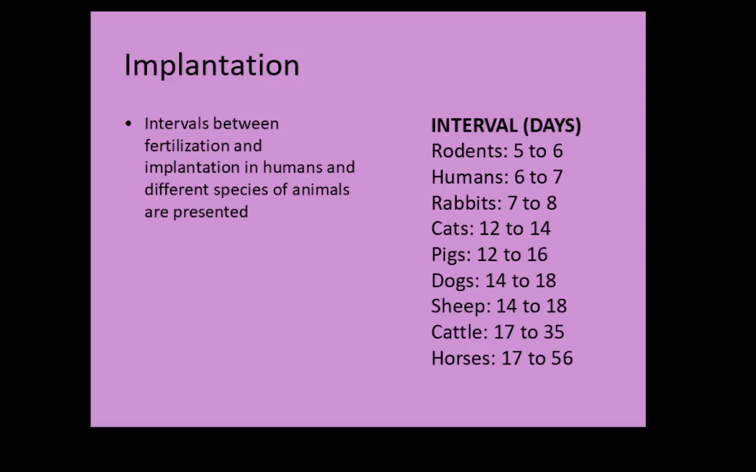The intervals between fertilization and implantation in humans and different species of animals are different. For rodents, it's 5 to 6 days, humans, 6 to 7 days, rabbits, 7 to 8 days, cats, 12 to 14 days, pigs, 12 to 16, dogs, 14 to 18, sheep, 14 to 18, cattle, 17 to 35, and horses, 17 to 56.